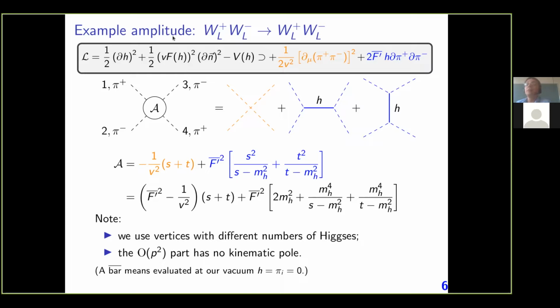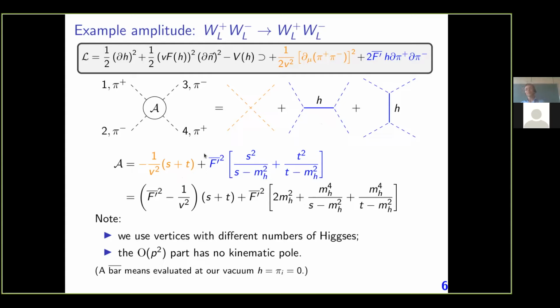To get out the terms we want, we can just Taylor expand this black thing to get an orange contact term between pions and a blue interaction between Higgs and pi. And these contribute to the correspondingly colored graphs shown below. Now, the contact graph gives you a contact term shown in orange, (S plus T) over V squared. And the S and T channel graphs are going to give you the blue term here.